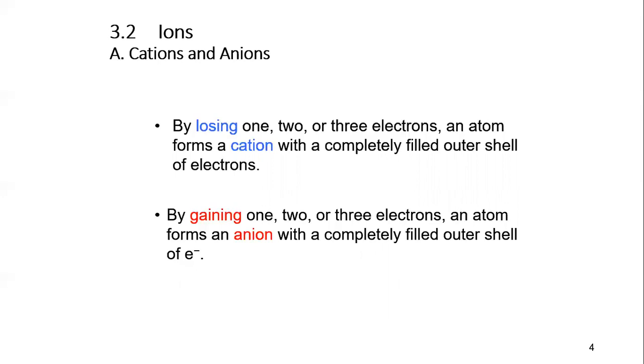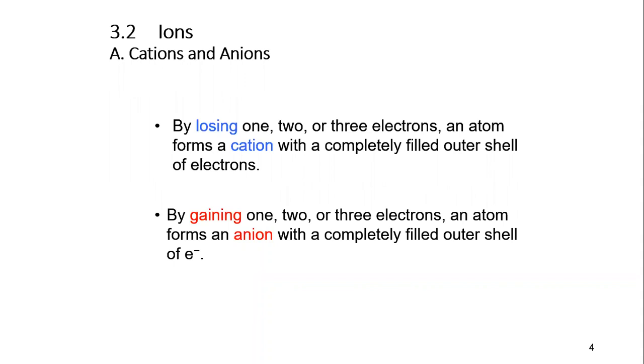And it generally likes to give up all of them so that it can become like a noble gas. Whereas anions generally will gain either 1, 2, or 3 electrons. And the reason they gain 1, 2, or 3 electrons is because anions or elements want a total number of 8 valence electrons. And for nonmetals, it's easier for them to gain electrons rather than losing electrons.